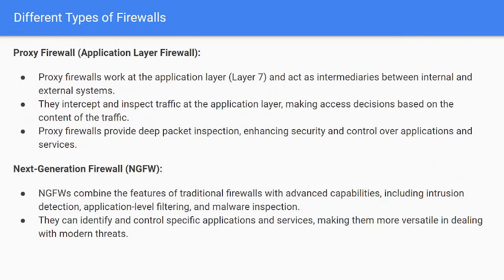So the proxy firewall acts at the application layer. It acts as an intermediary between the internal and the external system. They intercept and inspect traffic at the application layer, making access decisions based on the content of the traffic. Proxy firewall provides deep packet inspection and enhances security and control over applications and services. So the proxy firewall is basically at layer 7.